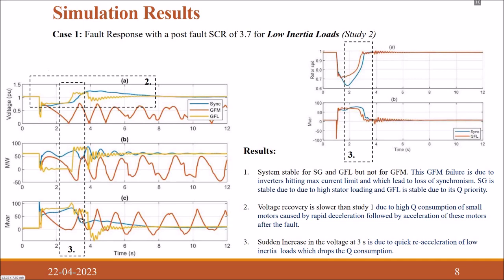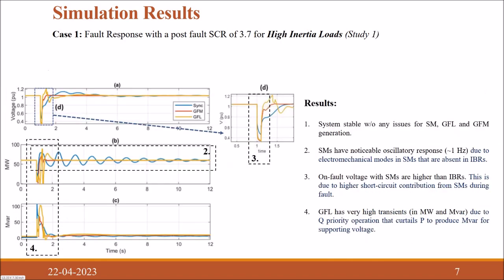This is a simulation result for case 1 when high inertial loads are being attached. At point 1 there is a fault for 5 seconds. There is a three phase to ground fault, a triple LG fault, simulated at point 1 for 5 seconds.